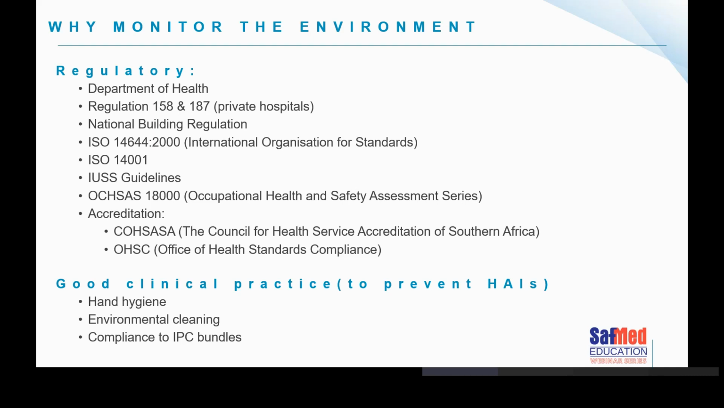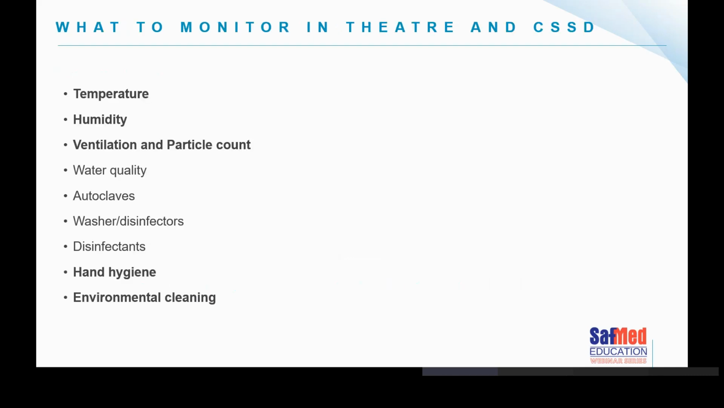So what do we monitor in theatre and CSSDs? It's usually the temperature, humidity, ventilation and the particle counts, water quality, the autoclaves, washer disinfectors. We look at the parameters of the washer disinfectors, and with autoclaves, on a daily basis, we will do a biological test and a chemical test. Then disinfectants, we need to look at whether they are correctly mixed and reconstituted. Then we look at hand hygiene monitoring and then environmental cleaning.